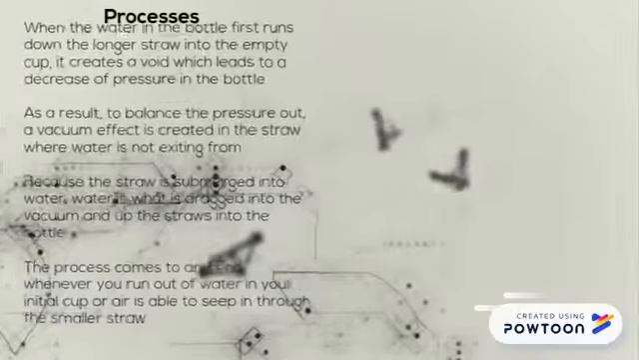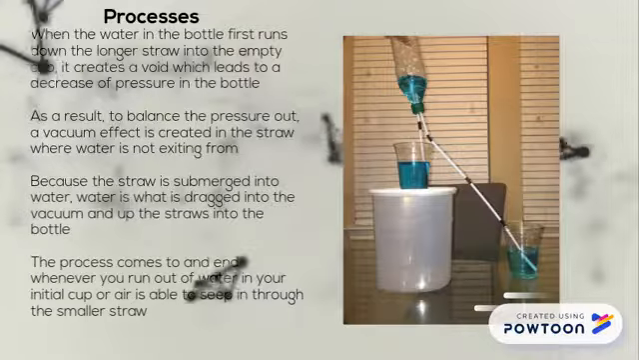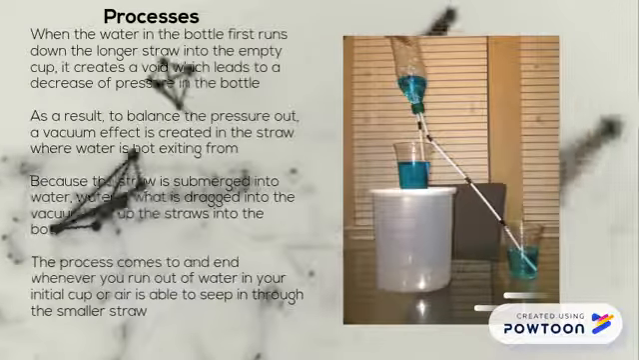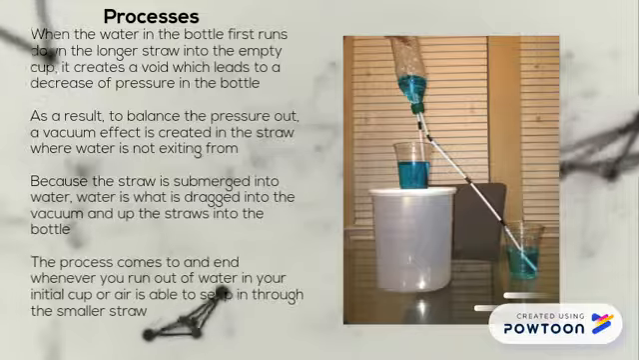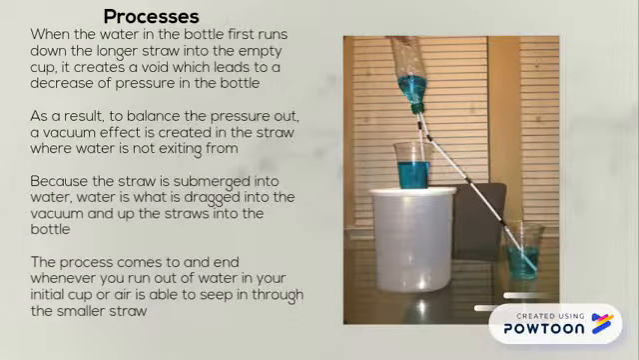As the water runs out of the bottle, there's a decrease in pressure in the bottle. Due to that, in the short straw, there's a vacuum effect which vacuums up the water up the short straw and into the bottle and back down the long straw, which creates a cycle of water being brought in and taken out until you run out of water.